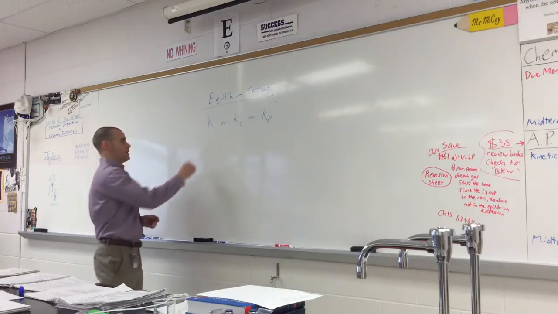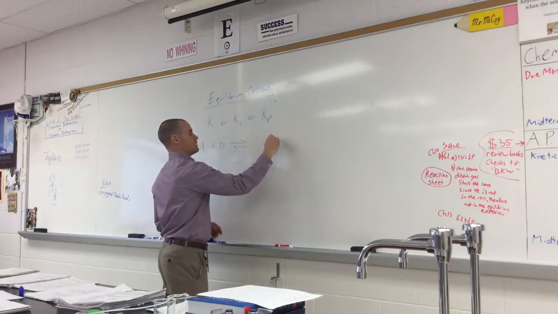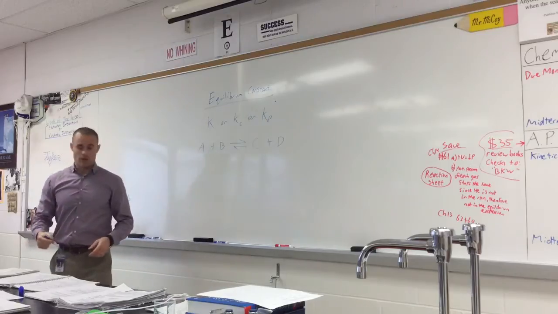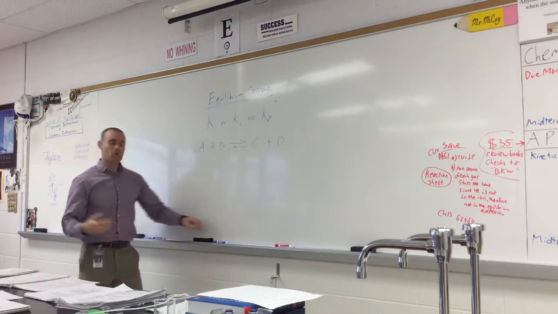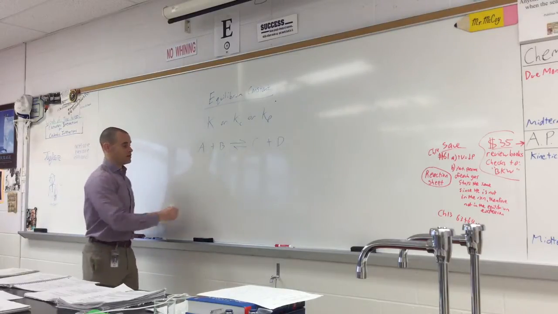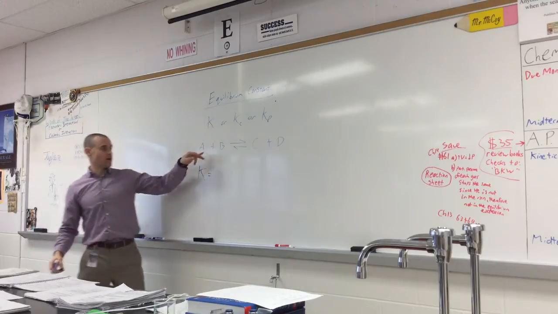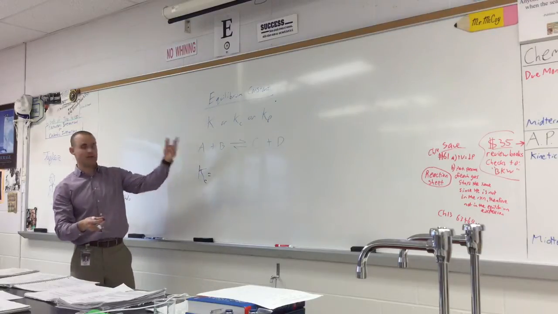So let's just do a generic example here. A plus B is in equilibrium with C plus D. If you're ever asked to write the equilibrium expression, this is how you would do it. You would write K equals, and let's say we're going to use concentration, so technically Kc. I'll do both. I'll use concentration and partial pressure.